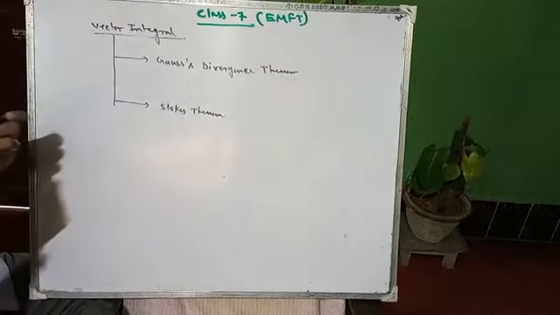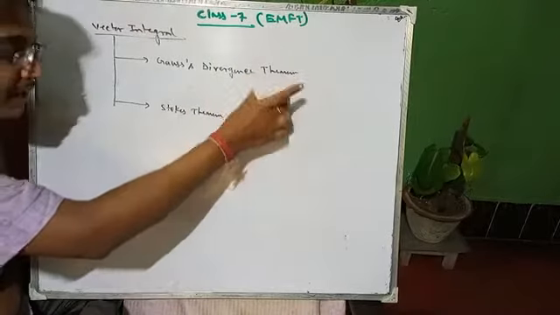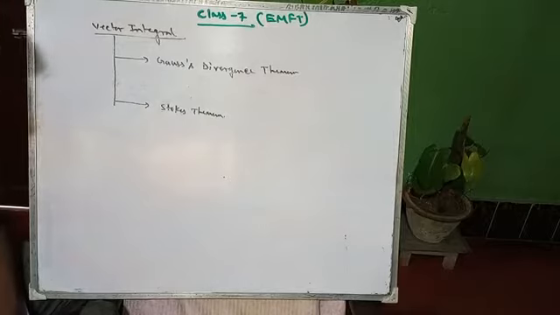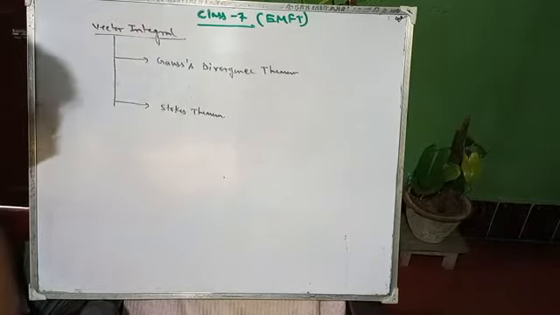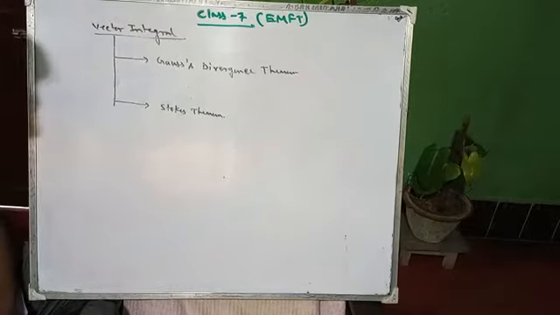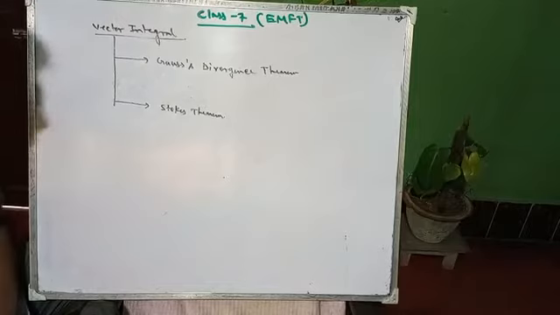Okay, so what is Gauss's divergence theorem? Write the surface integral under this Gauss's divergence theorem. The surface integral of the normal component of an arbitrary vector field over a closed surface is equal to the integral of the divergence of the vector over the volume interior to the surface.